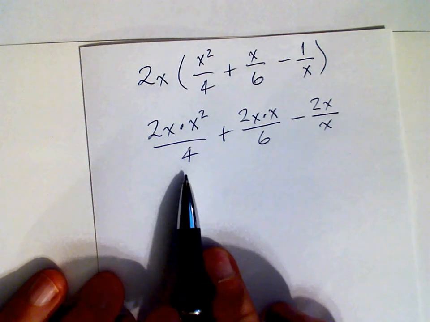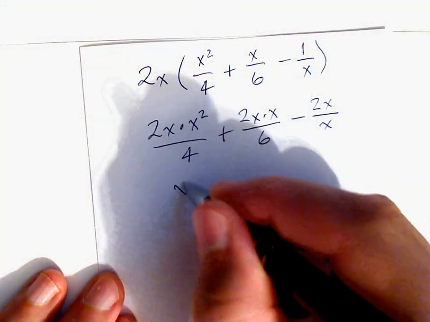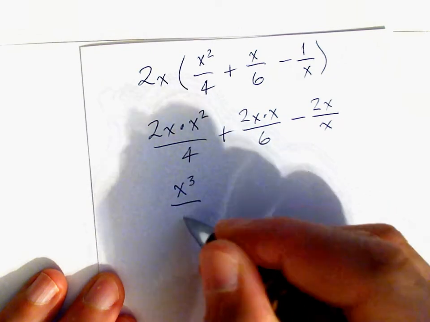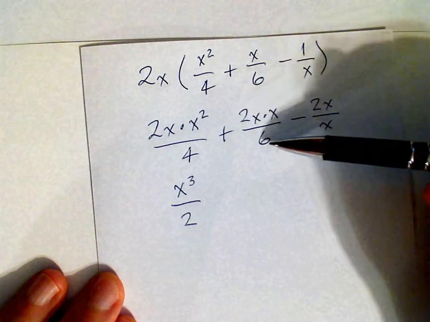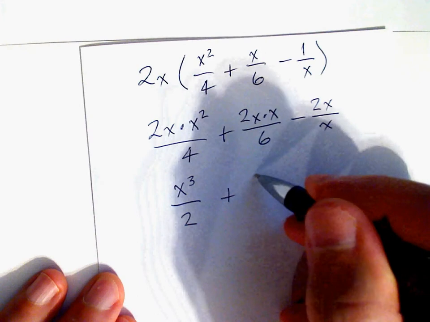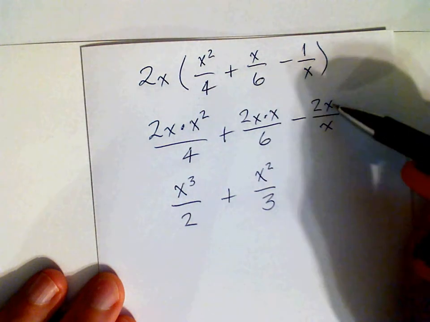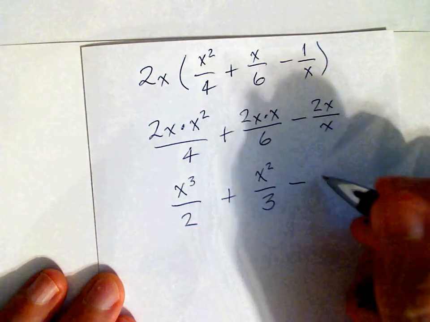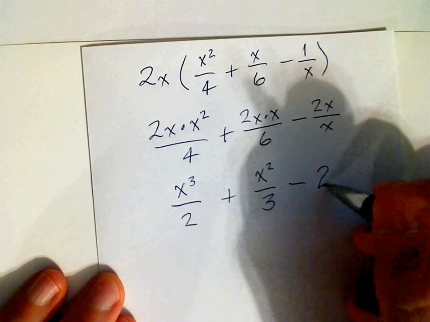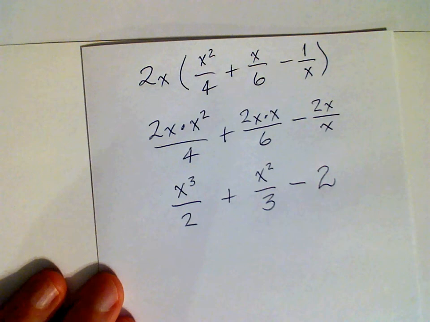Here we see there's a common factor of 2. So that will go away and leave us with x to the third power over 2. Here there's a common factor of 2, so that will leave us with x squared over 3. And here x is a common factor, so that actually leaves us with the whole number 2.